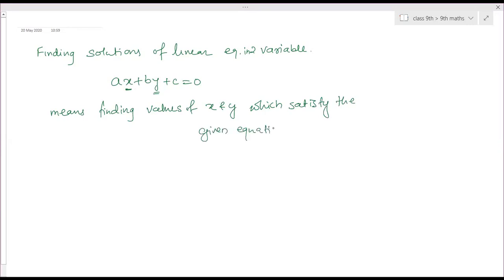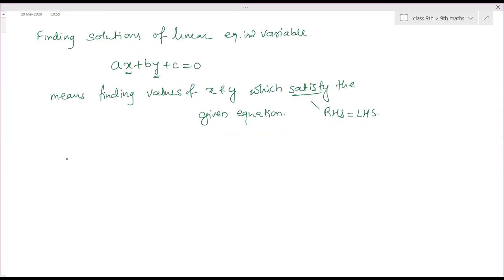Given equation. After substituting some values of x and y, if the RHS becomes equal to the LHS, that is, substituting the value of x and y, if RHS will become equal to LHS, that means those values of x and y are the solutions. Is this part clear? How to find out, I will tell you.